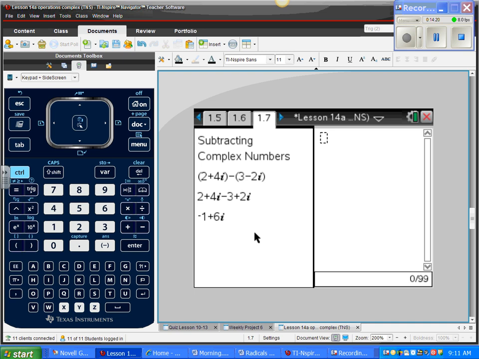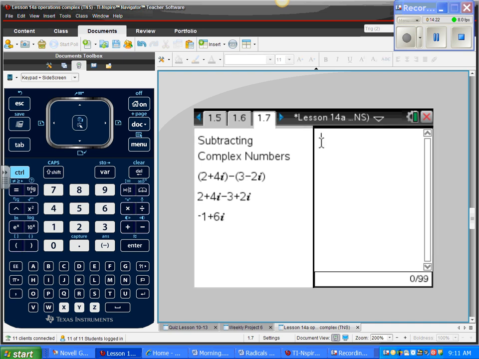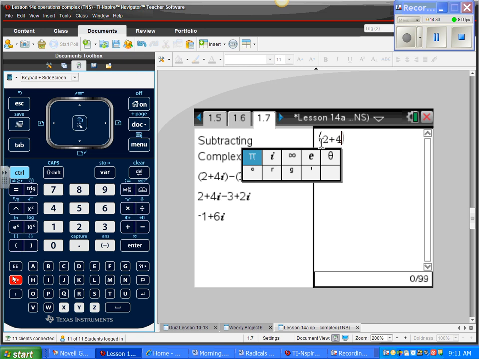Okay. So when you put it into the calculator, what do you have to remember to have? Parentheses. Got to have those parentheses, because if you don't, it's not going to distribute through that negative like you want it to. Okay?